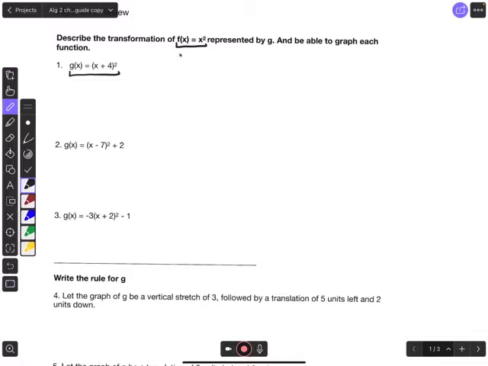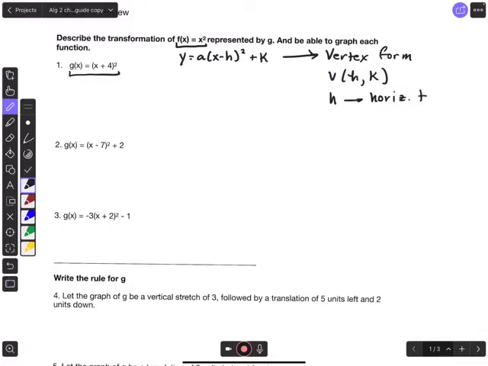And the form we're using is y equals a times x minus h squared plus k. This is called vertex form. The vertex is located at h and k. The h tells you the horizontal translation, the shift, left or right. The k tells you the vertical translation, up and down.